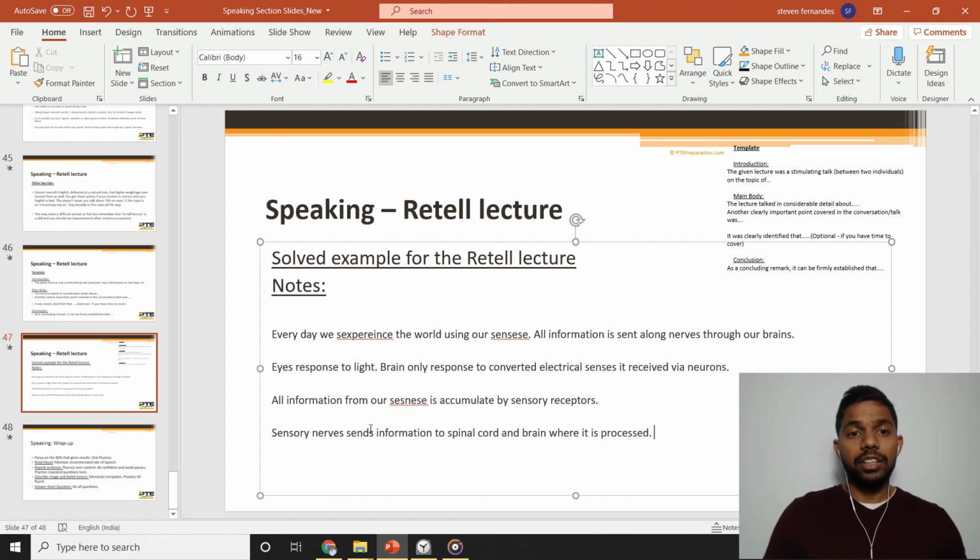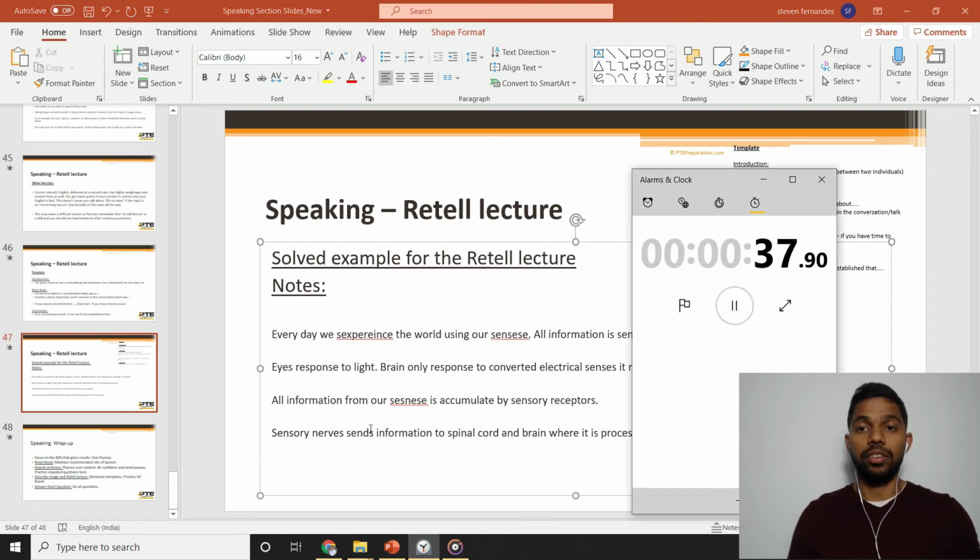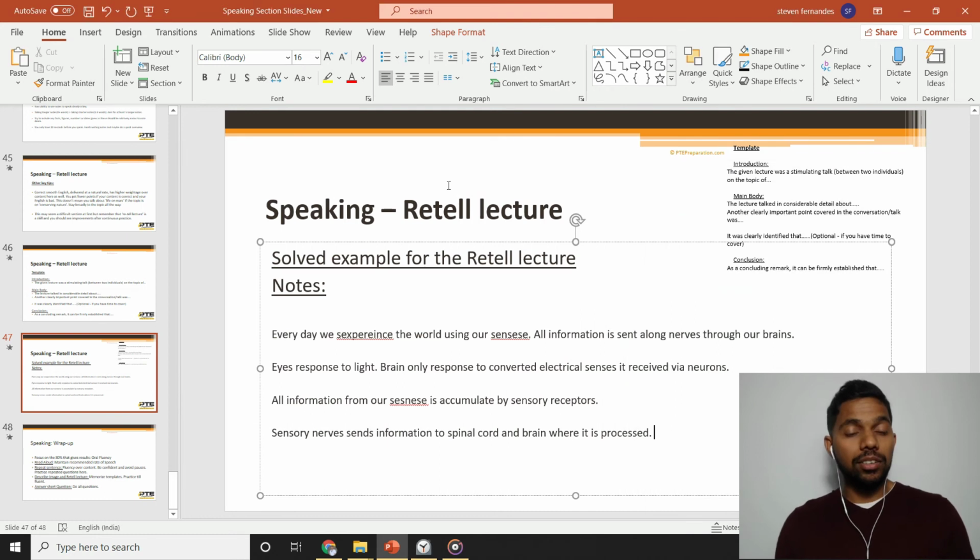It was clearly identified that all information from our senses is accumulated by sensory receptors. As a concluding remark, it can be firmly established that sensory nerve sends information to the spinal cord and brain where it is processed. Okay, so that was my answer.